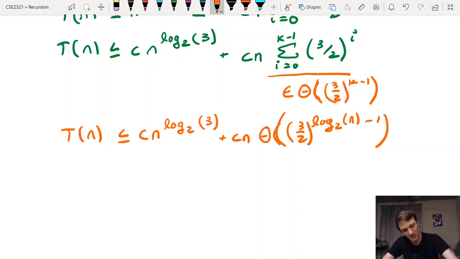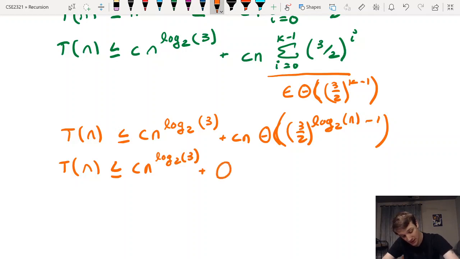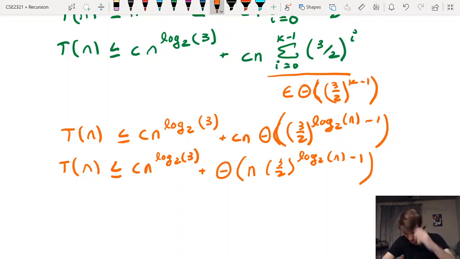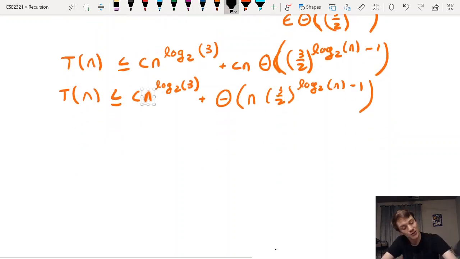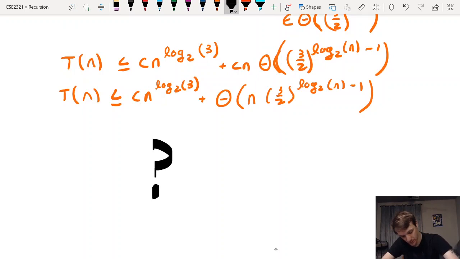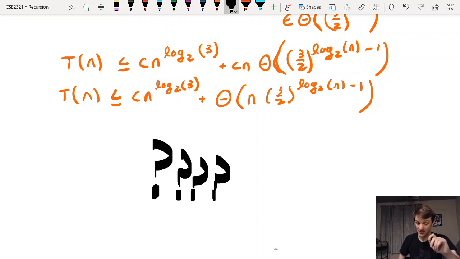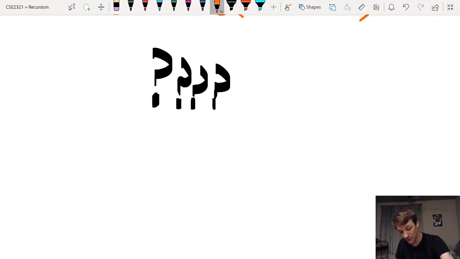This ain't looking promising, but let's keep going. T of n less than or equal to cn to the log base 2 of 3 plus theta of n times 3 halves to the log base 2 of n minus 1. This looks real bad at this point. This will happen for many of these problems. So this technique, our bounding technique, does not work well.